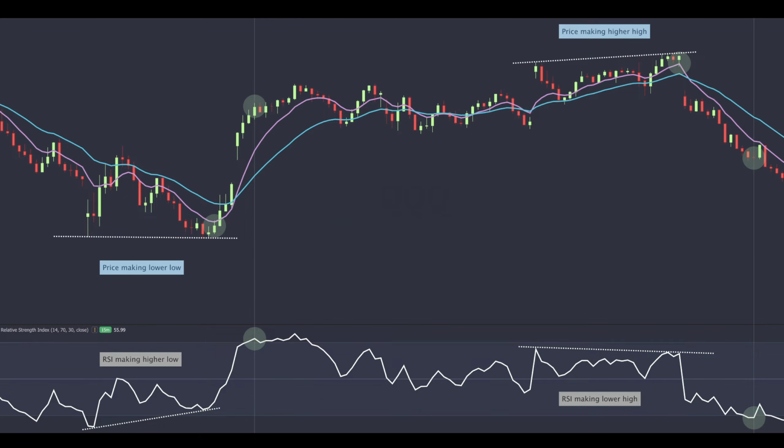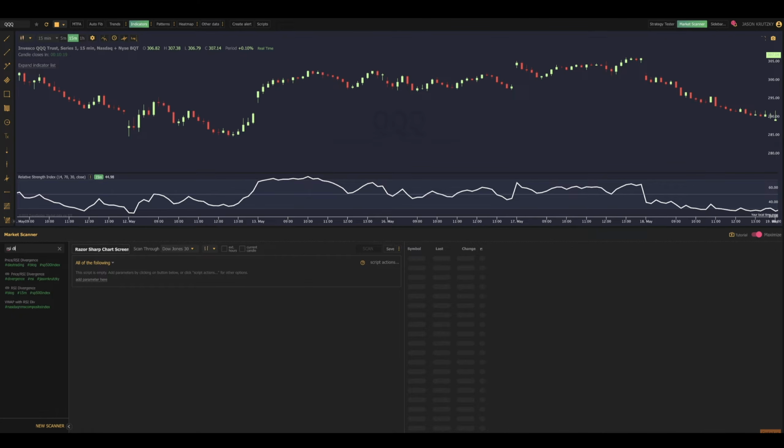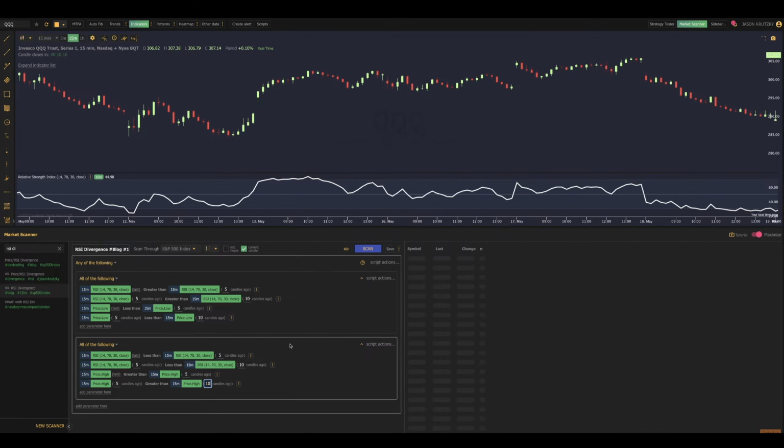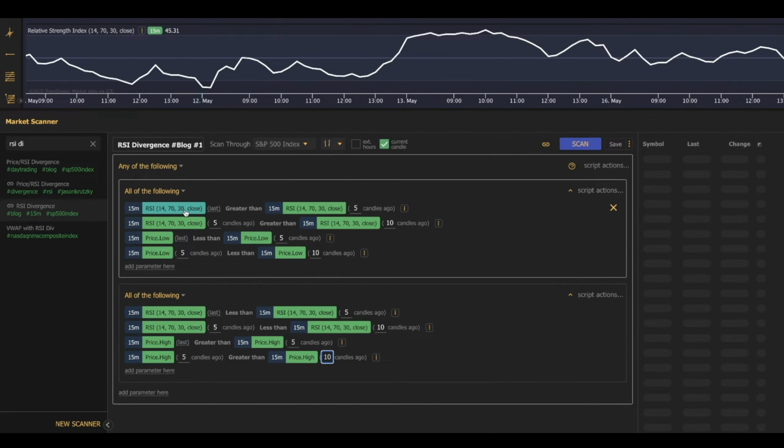So let's talk through the scanner conditions. I'm going to turn on my market scanner here. I'm going to search RSI Divergence. And now we've got 2 condition groups. In the first condition group here, this is going to be the bullish setup. So it says that RSI on the current candle is greater than RSI 5 candles ago. RSI 5 candles ago is greater than RSI 10 candles ago. RSI is clearly increasing.